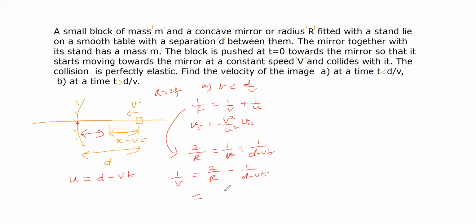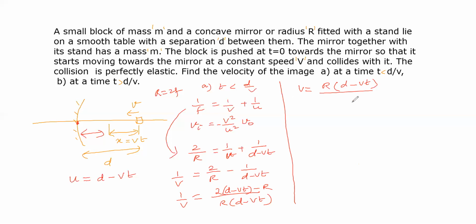Now taking the LCM, we get r into d minus vt in the denominator, and in the numerator 2 into d minus vt minus r. This is 1 by v. So v is equal to r into d minus vt divided by 2 into d minus vt minus r. This is what we get as the image position v.